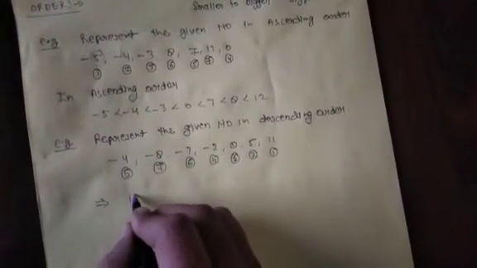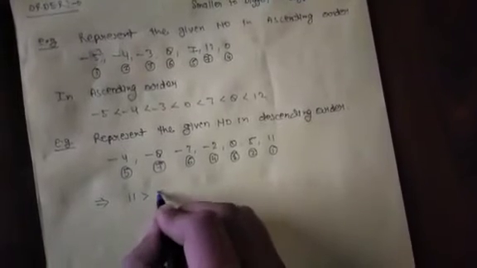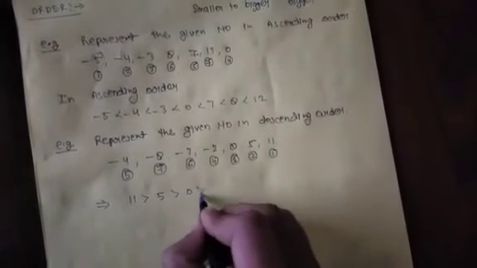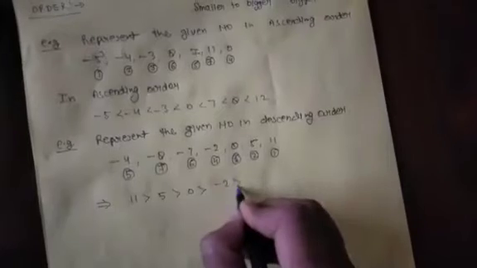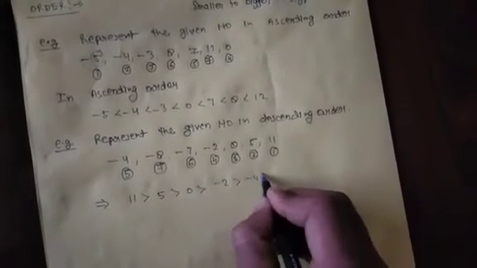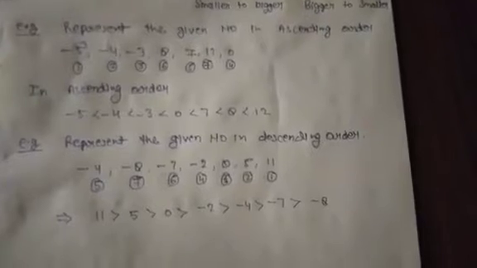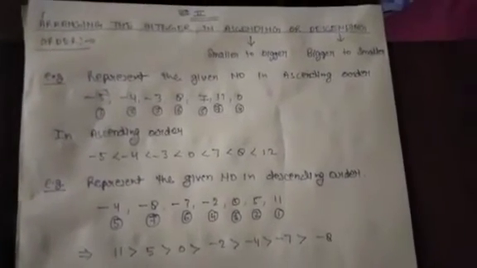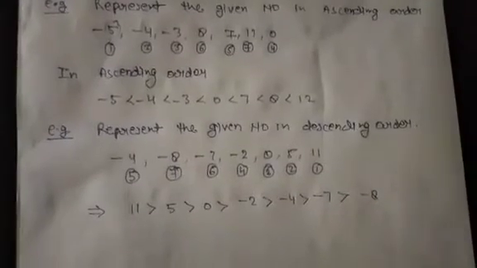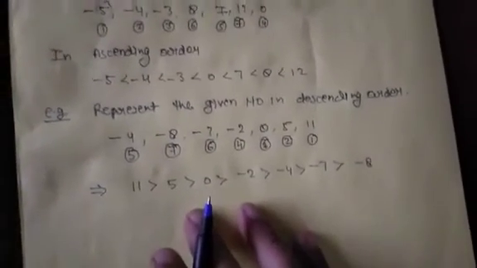So in descending order, the representation can be done as 11, 5, 0, -2, -4, -7, -8. This was the representation of the integers in descending order. So now we have the next topic, that is the absolute value of an integer.